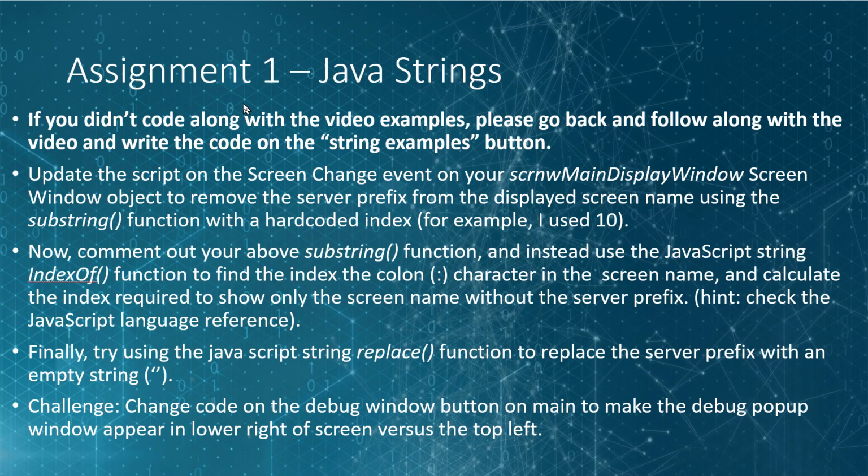Next, I want you to update the script on the screen change event on your main display window screen object on your main page to remove the server prefix from the displayed screen name in your text box using the substring function with a hard-coded index. For example, I hard-coded 10 to eliminate the server prefix. Once you've got that to work, comment out the substring function and instead use the JavaScript string index of function to find the index of the colon character in the screen name and just calculate the index required to show only the screen name without the server prefix.